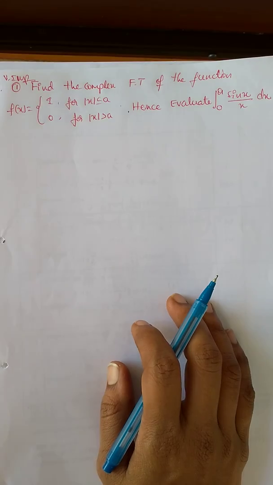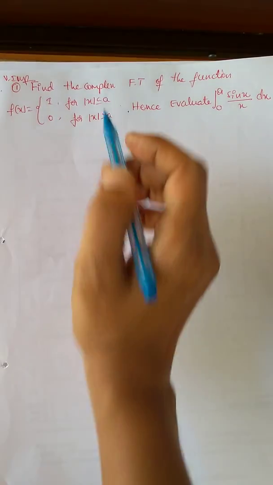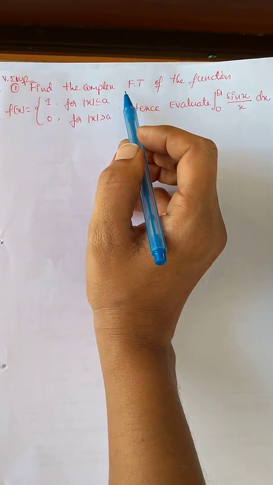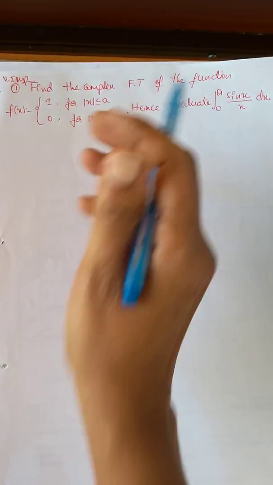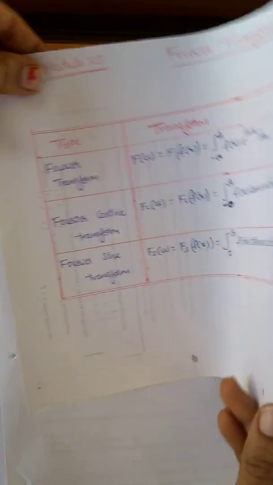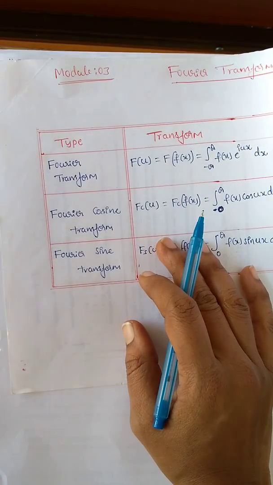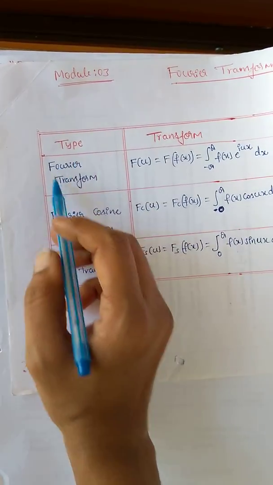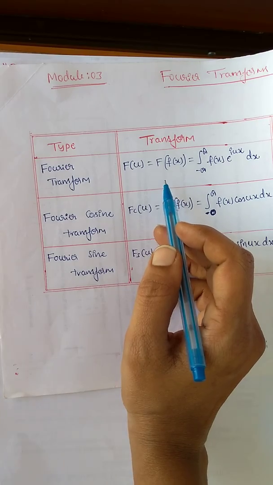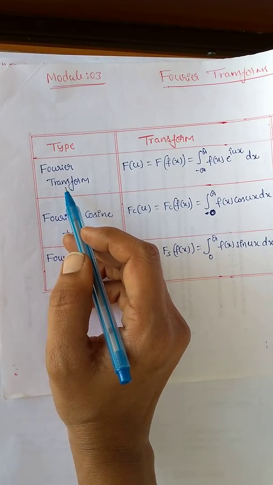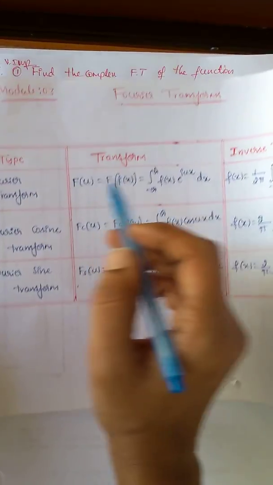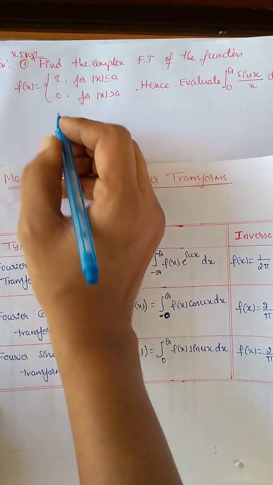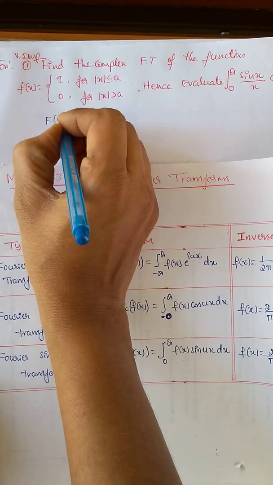First, we have to take the Fourier transform formula. Here the complex Fourier transform is given. They are asking for the complex Fourier transform. Complex Fourier transform or infinite Fourier transform, all these three are the same. We should take the Fourier transform formula. This is nothing but the complex Fourier transform or infinite Fourier transform. Okay, this is the formula, Fourier transform f of u.